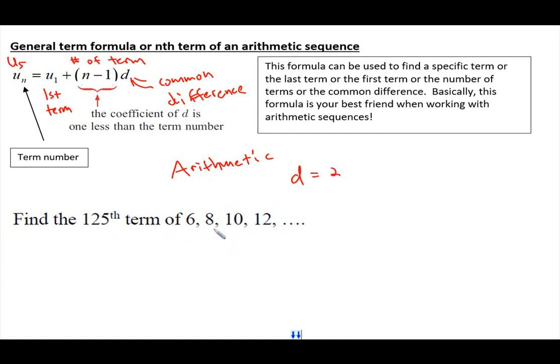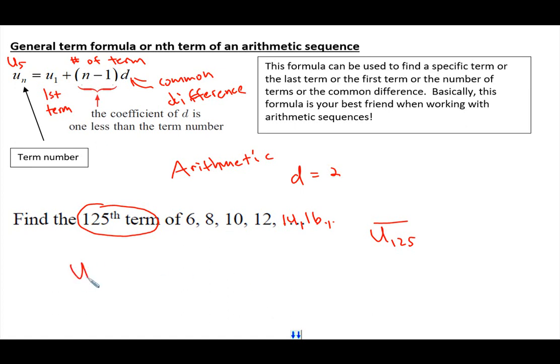Okay, now this sequence goes on and keeps on going, there's more numbers, and we're trying to find the 125th term. So we're trying to find u sub 125. The next number here would be 14, and then 16, and we just keep on going. So 6 is the first term, this is the second term, the third, the fourth. We need to find the 125th term. It's going to take a long time if we keep on adding 2. So that's what this formula is for. If we want to find u sub 125, we can use this formula to find that answer.